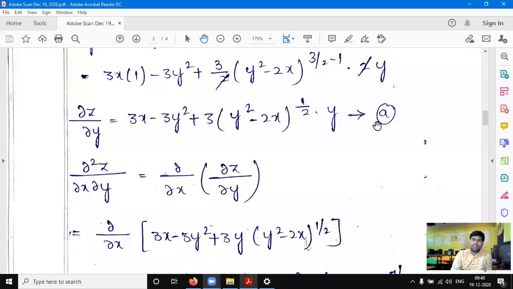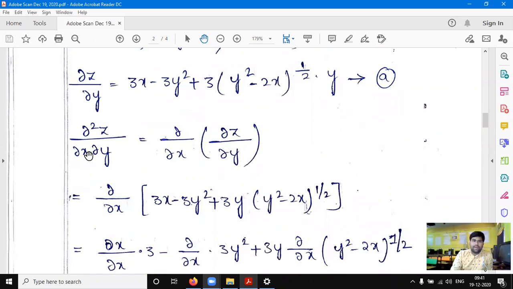Why are we giving equation numbers for these? If you want ∂z/∂y anywhere else, we can use it in other places. That's why I gave an equation number. That is A. Next, ∂²z/∂x∂y.